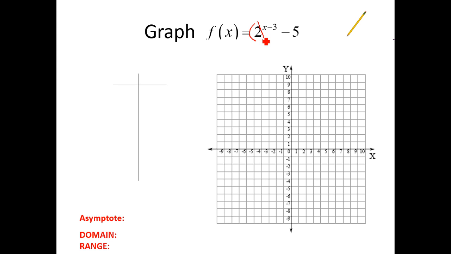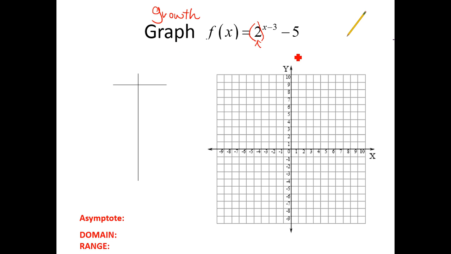Here's the 2. I'm always putting that in parentheses so that I know what the base is, so that I can tell if it's growth or decay. If it's greater than 1, then it's growth. If it's less than 1 or greater than 0, it's decay. So in this case, it's greater than 1, so this is a growth graph again.